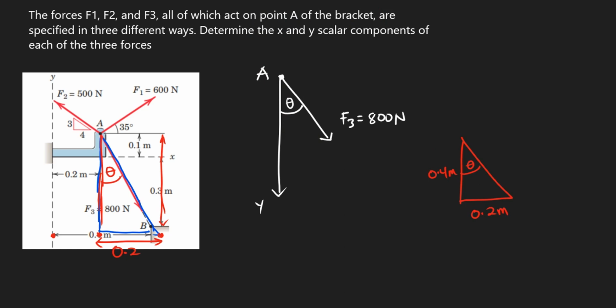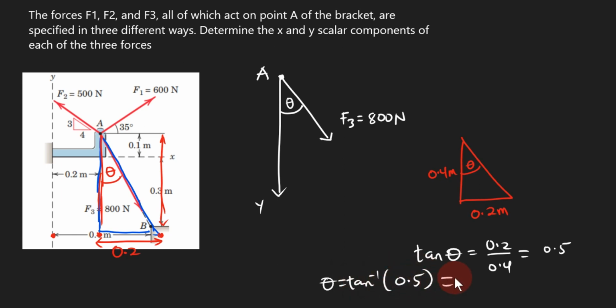To find this angle, I can take tan of theta. That will be opposite over adjacent, right? So that will be 0.2 divided by 0.4. 0.2 by 0.4 gives me 0.5. So theta will equal tan inverse of 0.5. Let's see the value of that. That gives me an angle of 26.6 degrees. So that will be the angle that is here.